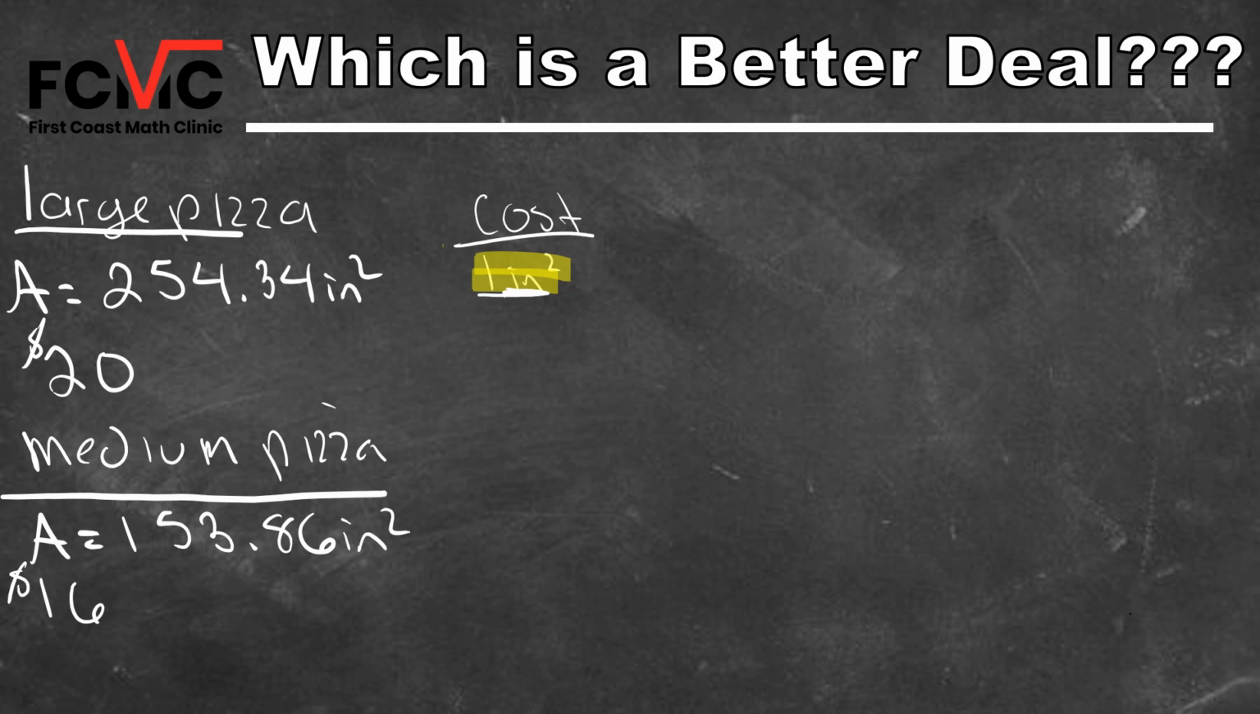So to do that, we have to do some division. All right, let's start with our large pizza. So let's start with our cost. So I want to start with our large pizza. So I'll start with our cost, $20, and put that over our area.